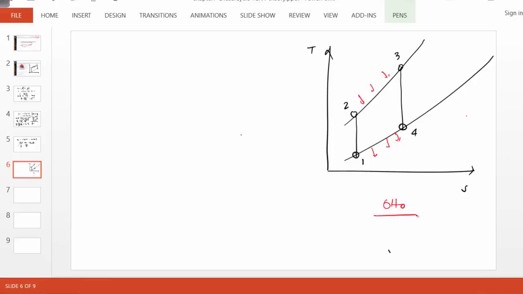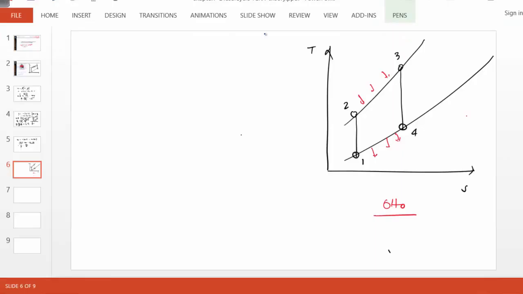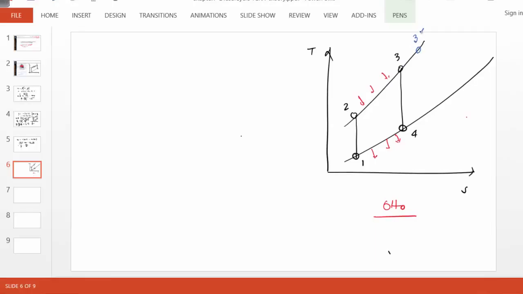Well, everything else remaining the same, compression ratio remaining the same. Let's draw it in a different color. So we'll make this a habit of ours. So we are altering the cycle. We are increasing the maximum temperature. So 3 will move up along the same line, let's say to 3 prime.